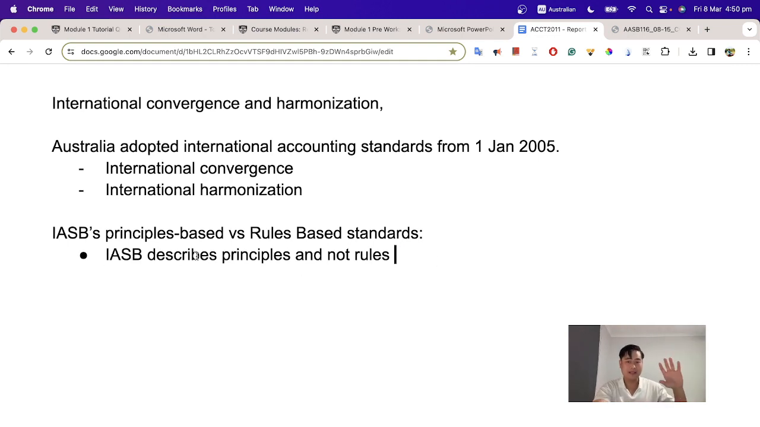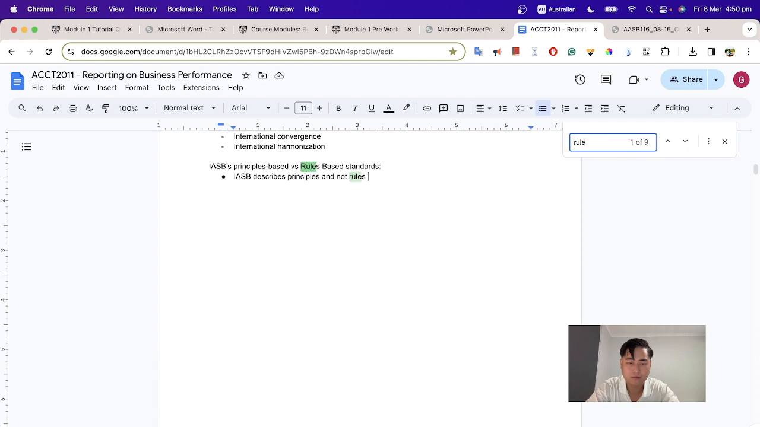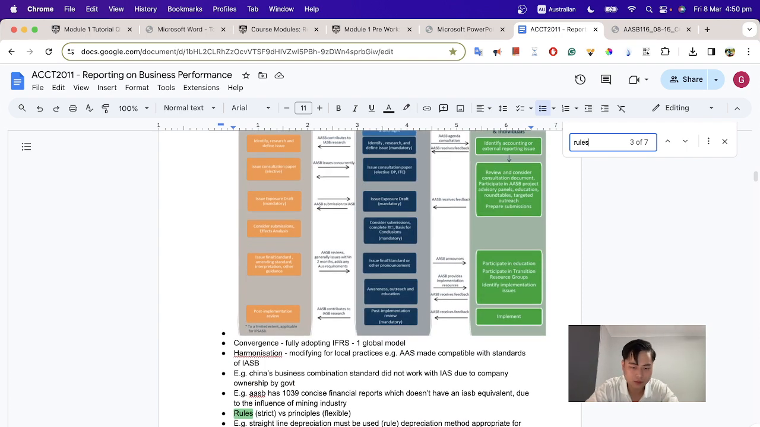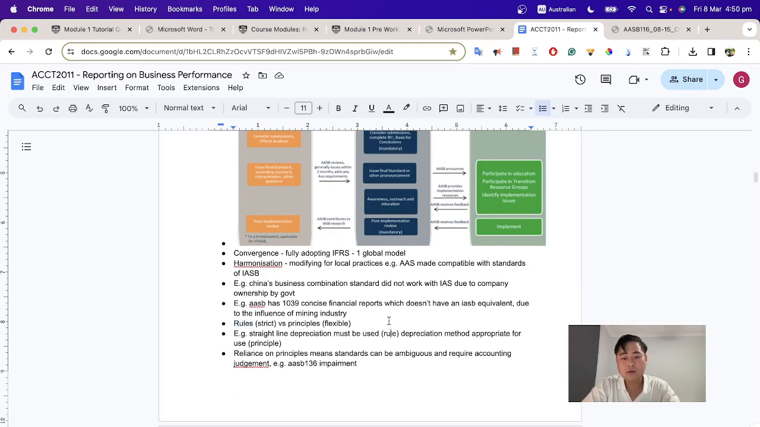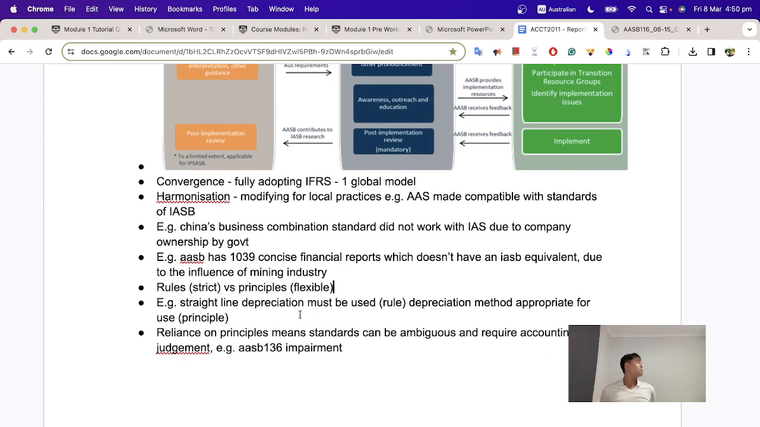The IASB is the International Accounting Standards Board. They give principles and not rules. Okay, what does that mean? Rules are strict and principles are more flexible. Okay, here's an example of a principle versus a rule.